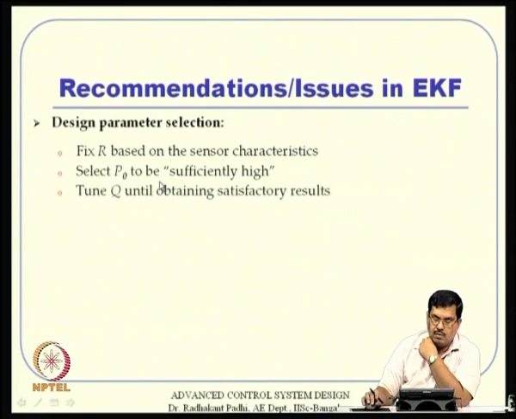Then you select a P naught which is sufficiently high. A lot of times you will see that the P naught value is recommended to be very high, and that actually helps in some sort of stability behavior. That means, even though your initial condition guess is off, if your P naught selection is high, it turns out that the filter does converge after some initial transient, of course. Now, once you fix R from the sensors and fix P naught sufficiently high, the only flexibility you are left with is Q. So, you have to tune Q until you obtain a satisfactory result. That is the standard recommendation in much of the literature.